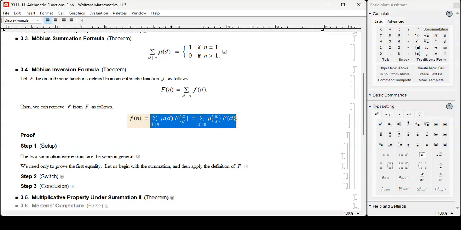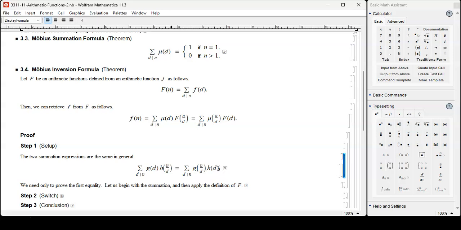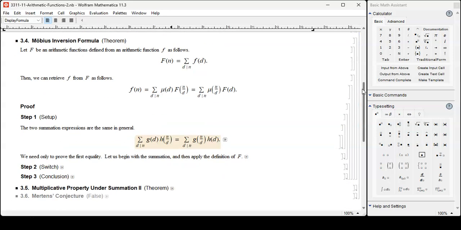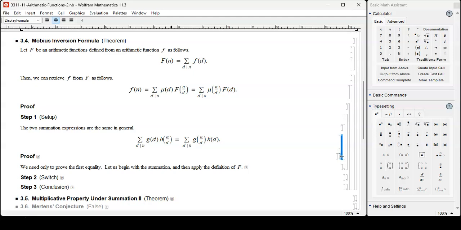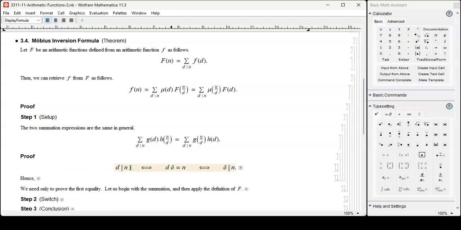These two summations are always the same, in general, regardless of selection of arithmetic functions. They don't have to be mu and capital F. For any G and H, it'll still work out. The reason: what do you mean by d dividing n? That means d times some integer delta is n. Consequently, delta divides n, and vice versa. Delta dividing n, that means some d times delta is n, and we get that as well.